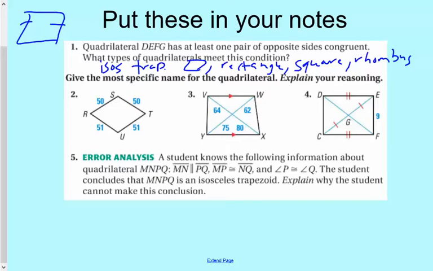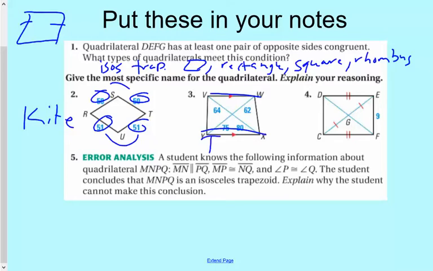Number 2, give the most specific name for the quadrilateral. Explain the reasoning. I have two sets of consecutive sides congruent, so it is a kite. Here, I have one set of parallel sides. The diagonals do not bisect each other, so this would be a trapezoid. Here, I have one set of congruent opposite sides. One of the diagonals bisects the other one, but that's it. So we don't actually know anything about this. This is just a quadrilateral. Interesting. We don't have information to even tell us it's a parallelogram.